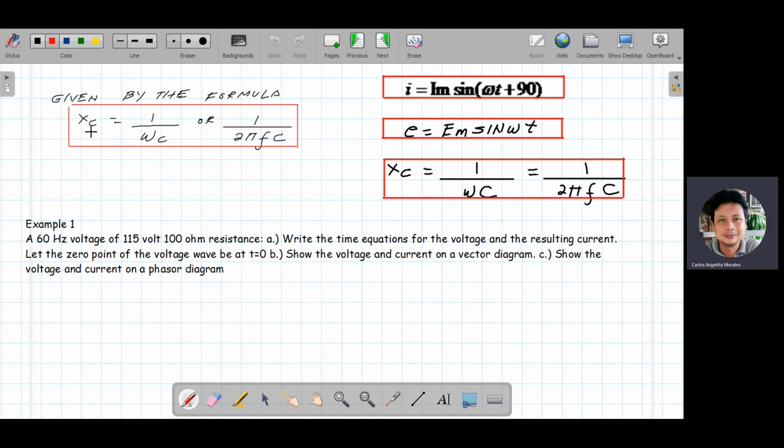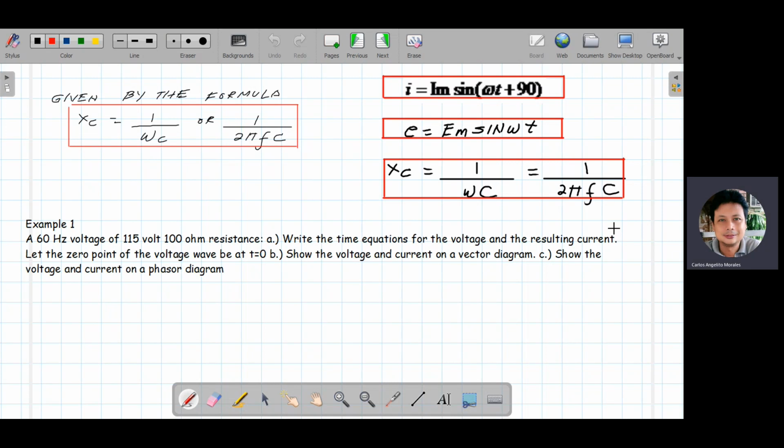So X is given by the formula 1 over angular frequency times the capacitance, or 1 over 2 pi Fc. So ito yung mga formula, no? Sa capacitive reactance, I is I maximum sine omega t plus 90, E is equal to E maximum sine omega t, and X sub C is 1 over the angular frequency times the capacitance, which is equal to 1 over 2 pi Fc.